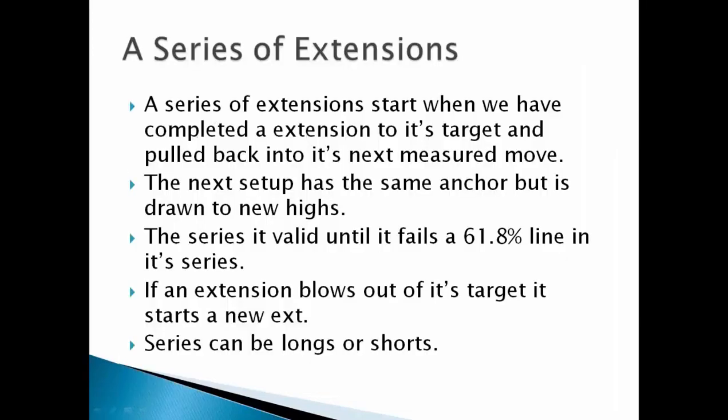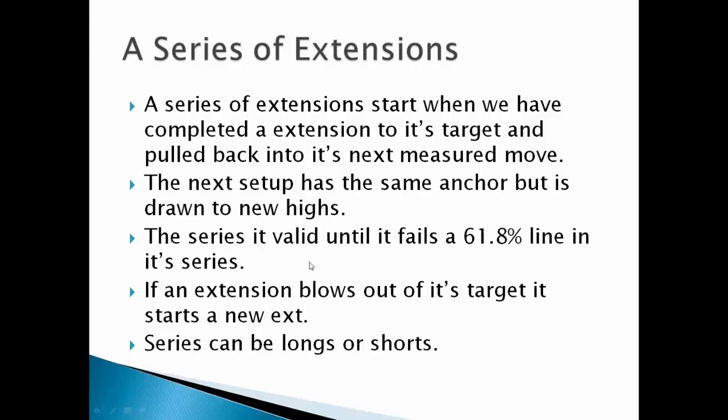What is a series of extensions, and how do we identify it? A series of extensions starts when we have completed an extension to its target and pulls back into its next measured move. The next setup has the same anchor, but it's drawn to new highs. Now, there are two types of extensions. You could call them the traditional extension, one that does not blow past its target, and then an extension of an extension. The traditional extension is a setup that hits its target and uses its same anchor, but uses a new high.